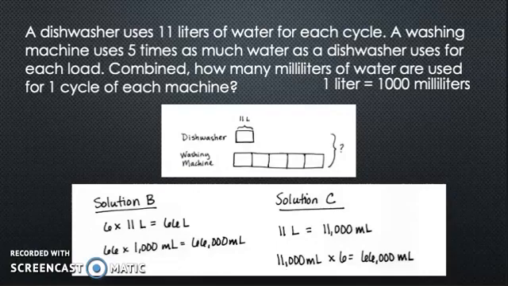In solution C, I took 11 liters and converted it to 11,000 milliliters. Then I multiplied that by the 6 total parts to get 66,000 milliliters. Which way worked best for you, friends? Great job. Thanks for working hard.